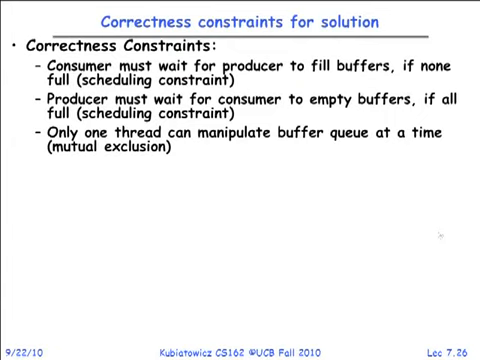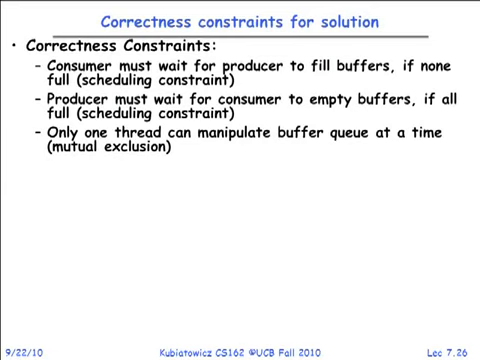So the correctness constraints here are: the consumer must wait for the producer to fill buffers, because the consumer can't get a can of Coke unless there is some there. The producer must wait for the consumer to empty the buffers. If the Coke machine is full and the guy comes around and tries to shove other cans of Coke in, you just get a mess on the floor. And basically only one thread can manipulate the machine at once, or you really screw it up. So notice there are actually three separate synchronization constraints. There's a scheduling constraint on not emptying an empty machine and not filling a full machine, and then there's a mutual exclusion constraint on the machine itself.